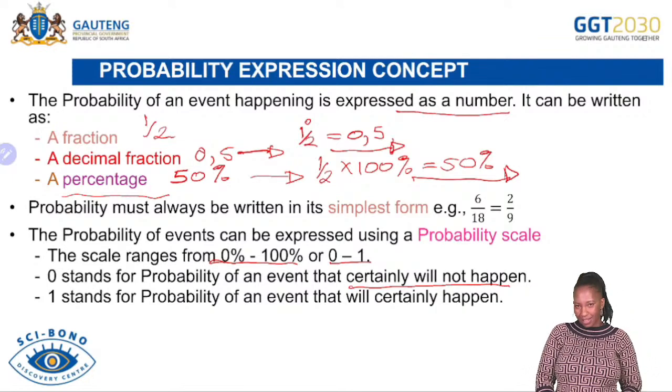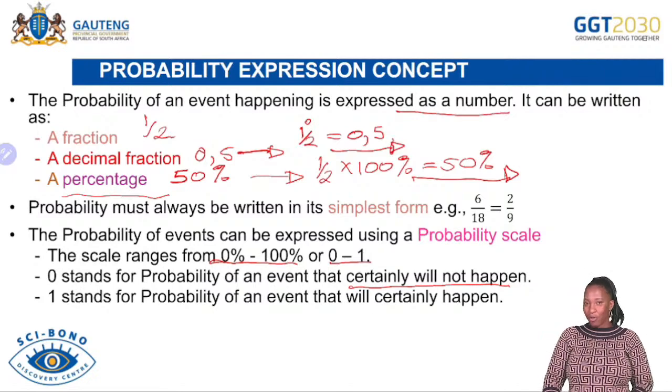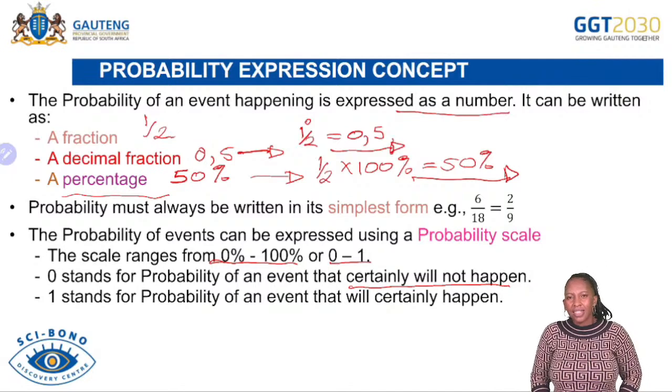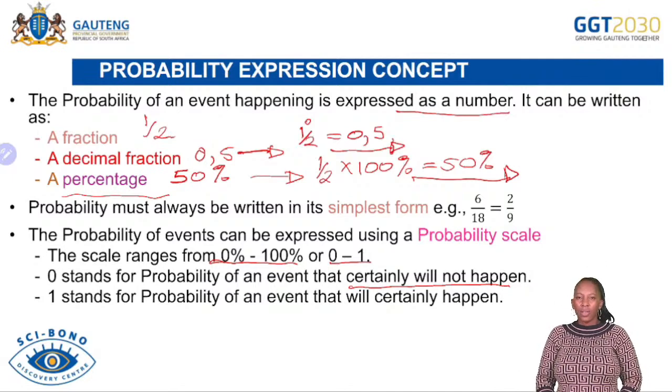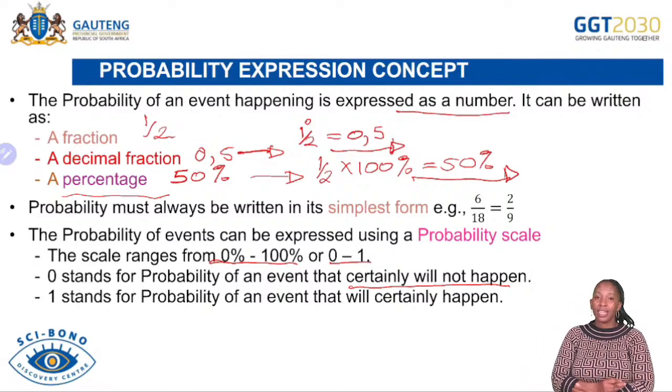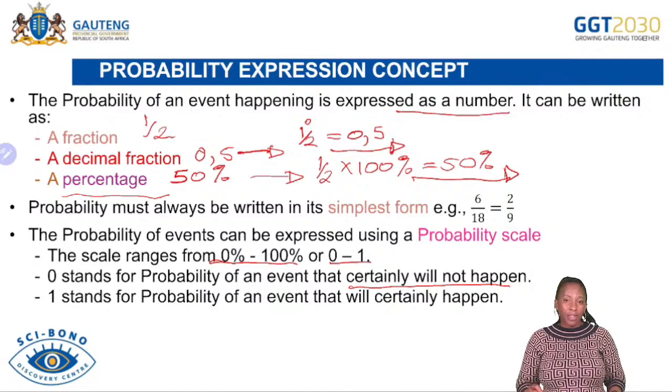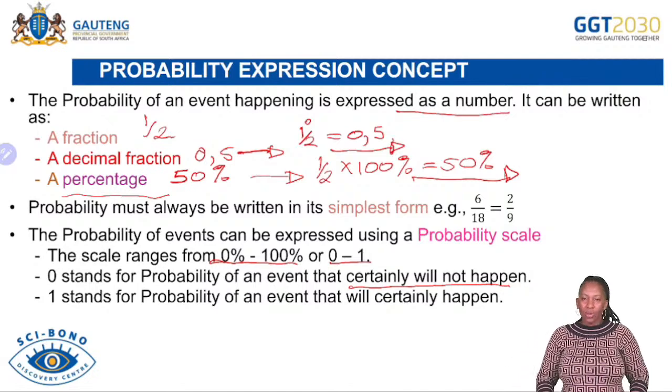If I may make an example, I know you're going to laugh at this one. If I ask you, is there any chance that a cow can give birth to a chicken? No way. A cow will never ever give birth to a chicken. So it is 0. There is no chance of that happening.